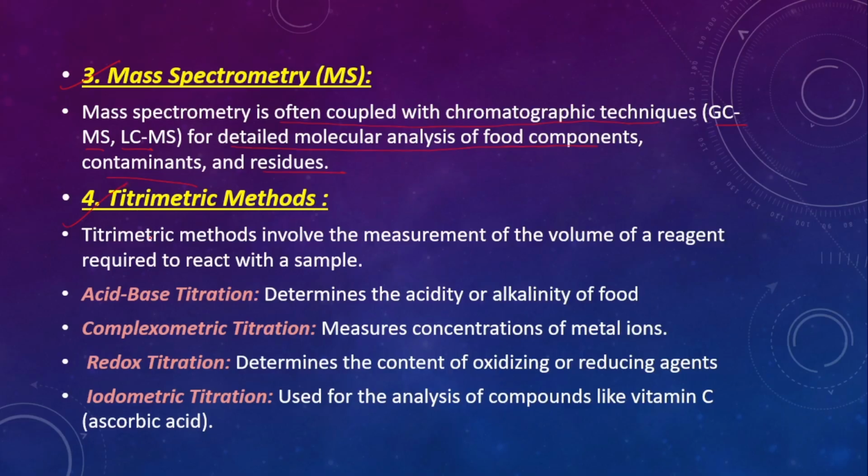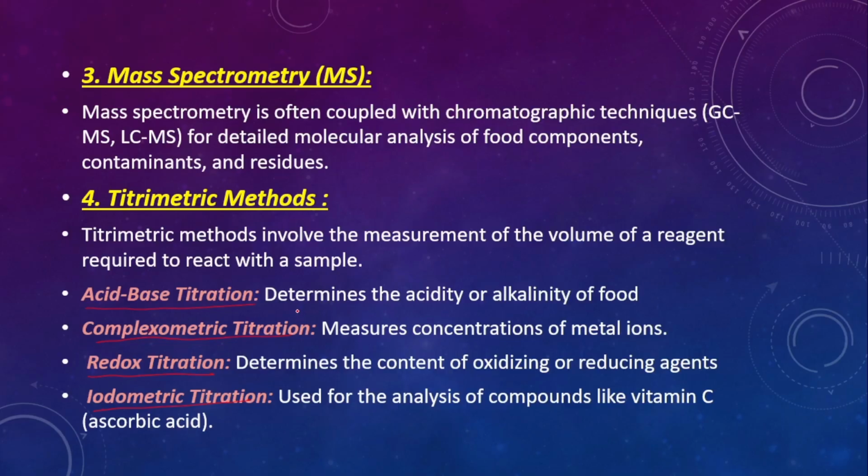Now coming to the titrimetric methods. These are also known as volumetric analysis. This involves the measurement of the volume of a reagent required to react with a sample, that is nothing but to determine the concentration of the unknown substance or analyte. There are different types of titrimetric methods, that is acid base titration, which determines the acidity or the alkalinity of the food.